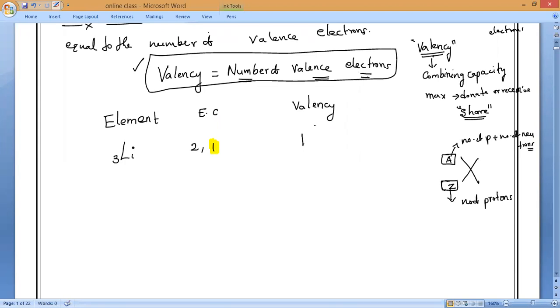Of course, metals will donate electrons, so that they will form cations, positive ions. That's why we write 1 plus.